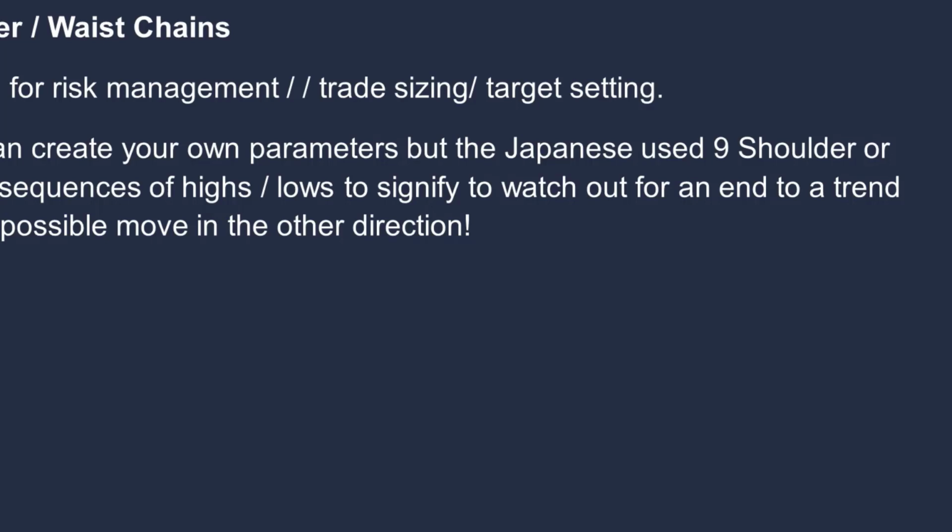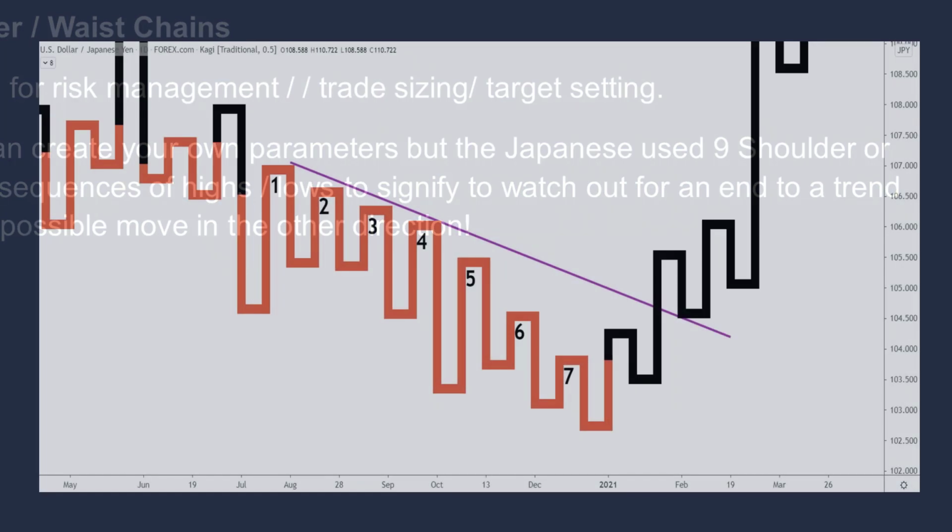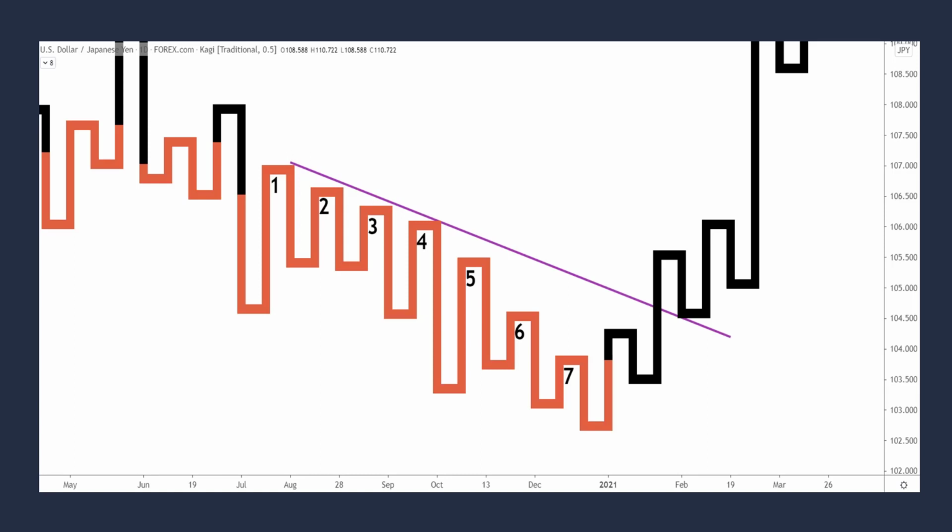Let's take a look at an example so you can see what we're talking about. So here we have an example. It's daily USD JPY currency pair, and it's set to 0.5. I found a 7 wave down. Couldn't find a 9 for the purposes of this example. That's just to give you an idea of how the patterns play out.